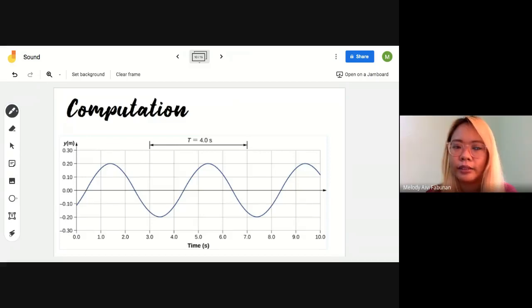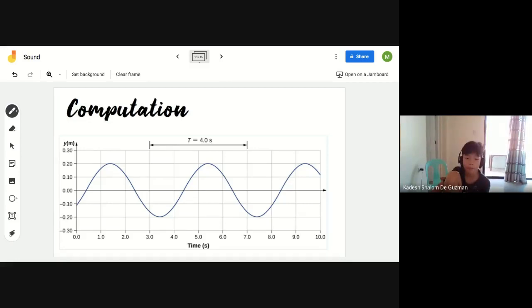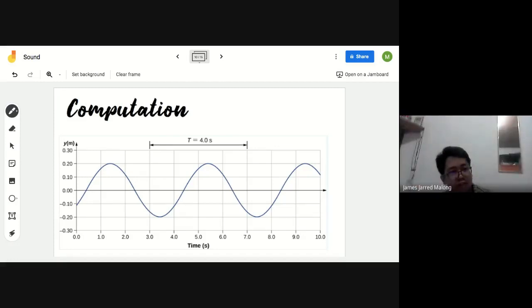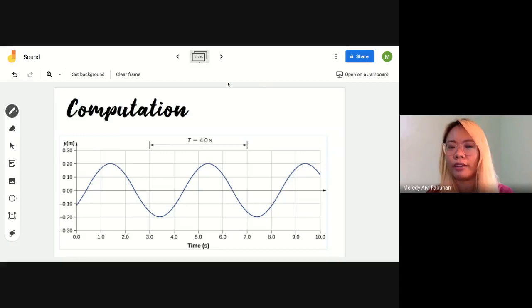Yes, Reynald. Raise of hands. 2.5. No, raise of hands. Grade 7. If you have your answers, raise your hand. Yes, Kadesh. 0.75. No. Yes, Jared. 0.5? How did you come up with 0.5? Malapit na, pero hindi pa din.